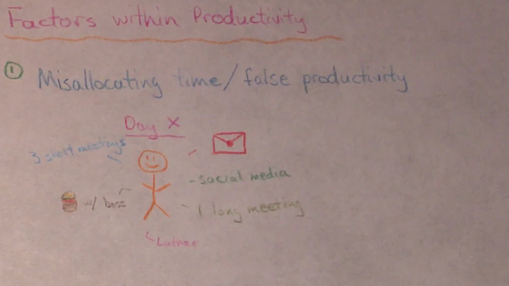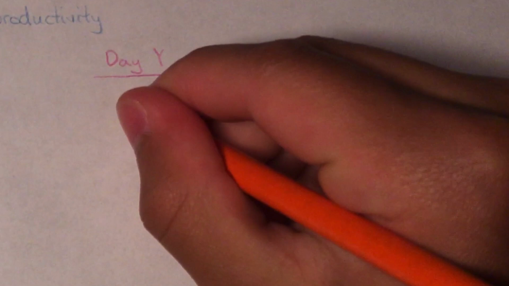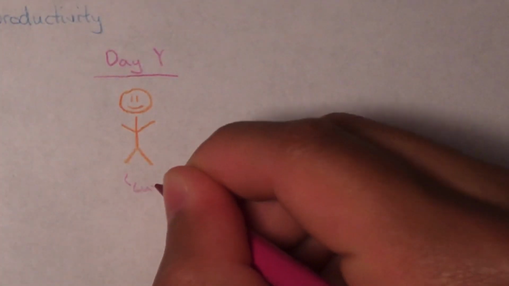So he labels this day as a success. On day Y, Luther has cleared his schedule, meeting-wise, and has received an okay from his boss to work remotely.